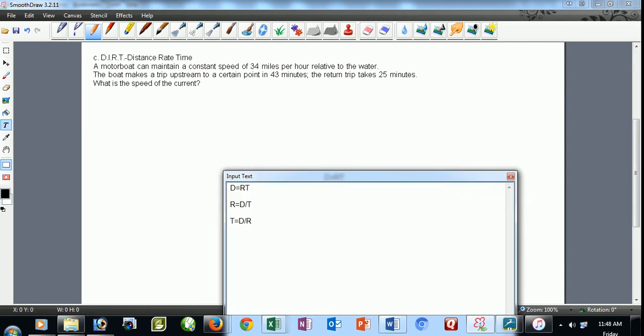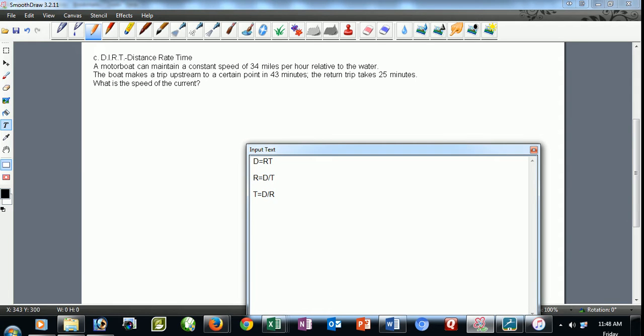In this case, notice a motorboat can maintain a constant speed of 34 miles per hour relative to the water. The boat makes a trip upstream to a certain point in 43 minutes. The return trip takes 25 minutes. What is the speed of the current? Notice the distance upstream has to be equal to the what? Distance downstream. So what's cool about that is I call this D upstream equals D downstream.